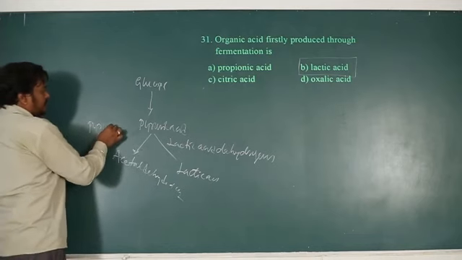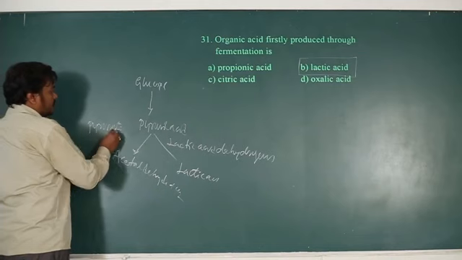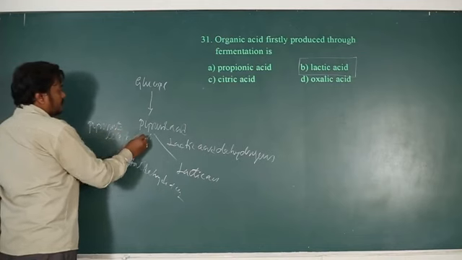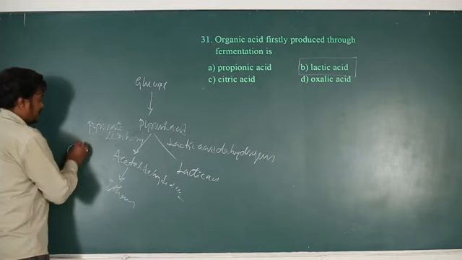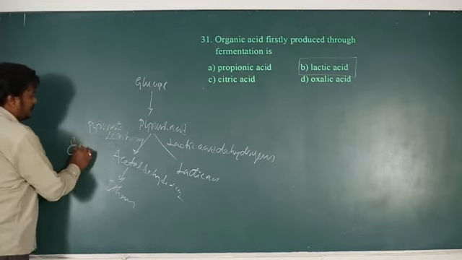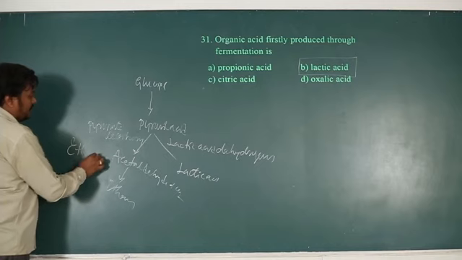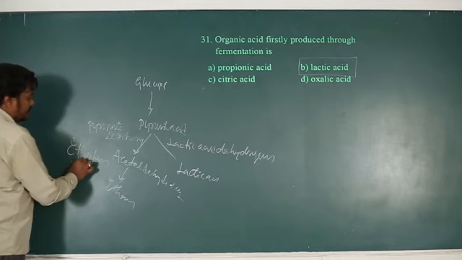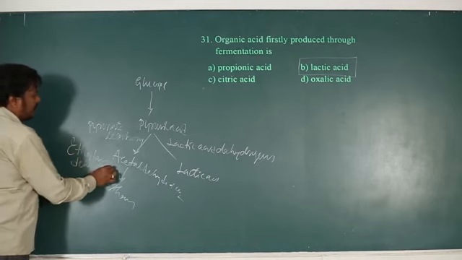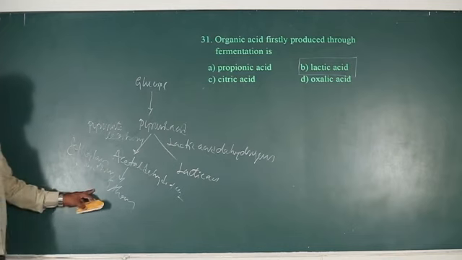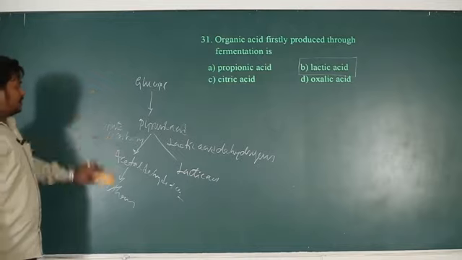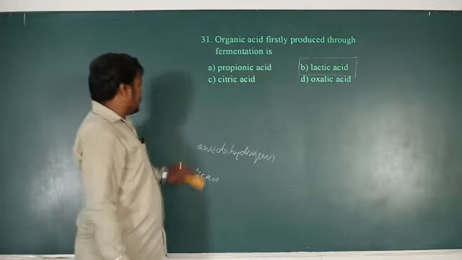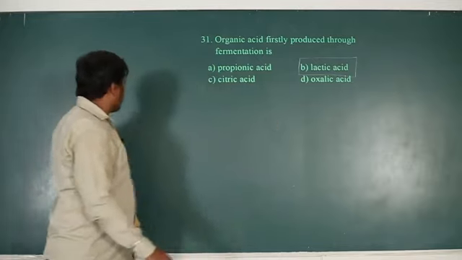So it is by pyruvate decarboxylase. Then acetaldehyde is converted into ethanol by ethyl alcohol dehydrogenase. Ethyl alcohol dehydrogenase is an enzyme that converts acetaldehyde into ethanol. Okay, so this is how lactic acid is produced in muscle cells when deprived of oxygen.